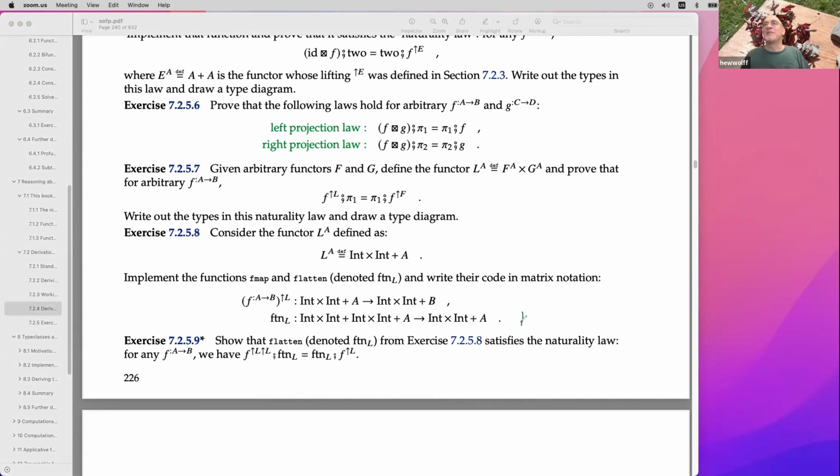Anyway, this thing, I believe, is also a function in this notation. It's like this. So if you were to parenthesize that, it's really like int cross int plus, parenthesis, int cross int plus A. Cool. And flatten is not only a function, but also, I'm guessing, a natural transformation between the functors L squared and L. Right. And the proof ought to follow the same shape as the proof for option. Cool, which I have not done, but it doesn't look hard.